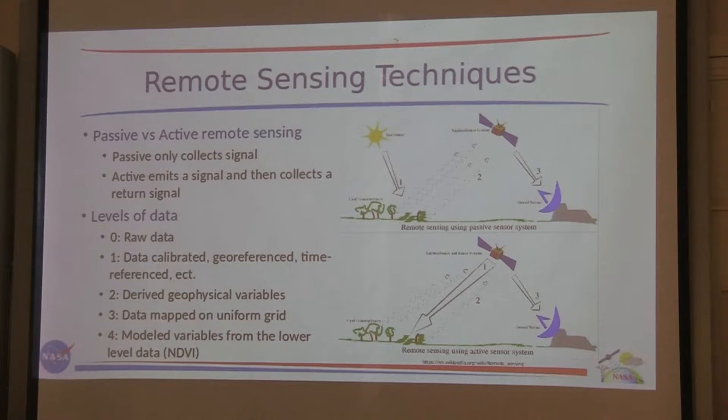Now the data you collect comes at very different levels. When you see remote sensing data, they'll ask, do you want level 1, 2, 3, and so forth? Those are different levels of processing. Level zero is the raw data, which you probably will never see and probably should never look at.